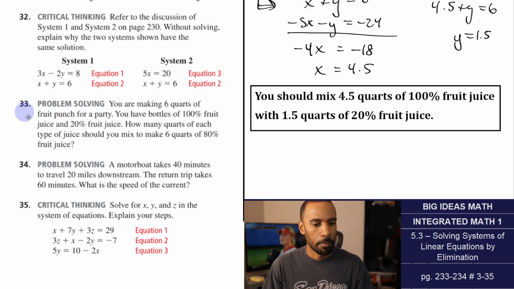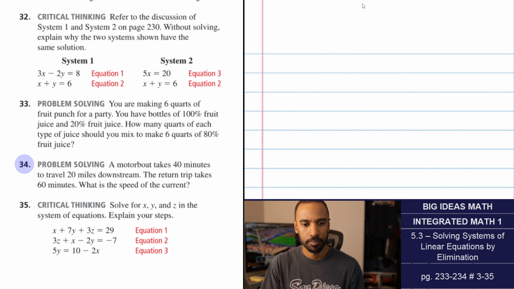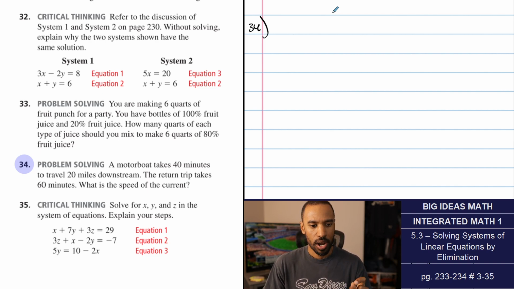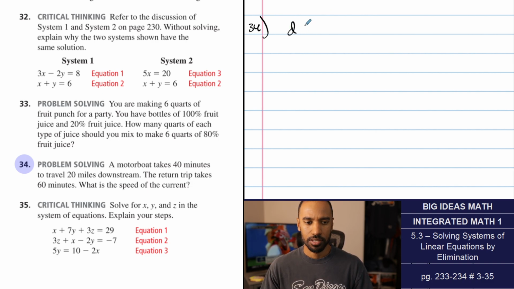Number 34. A motorboat takes 40 minutes to travel 20 miles downstream. The return trip takes 60 minutes. What is the speed of the current? So this is like a distance equals rate times time thing for me, right? Distance is rate times time. 40 minutes to travel 20 miles. 20 miles equals time, which is 40, times the rate r.